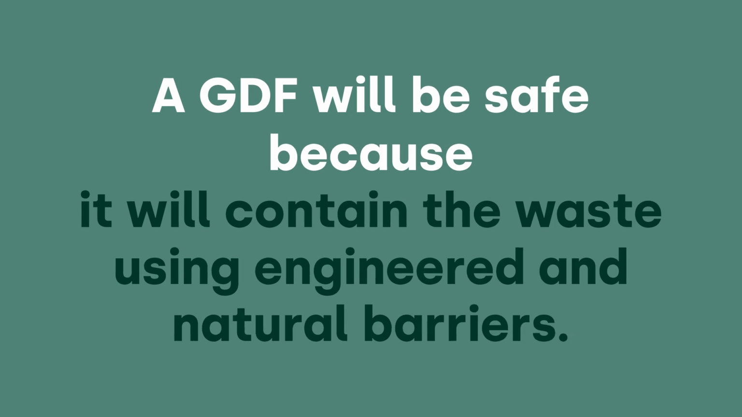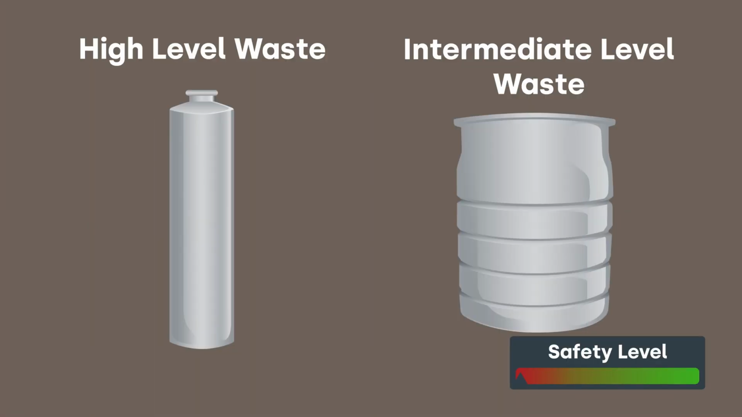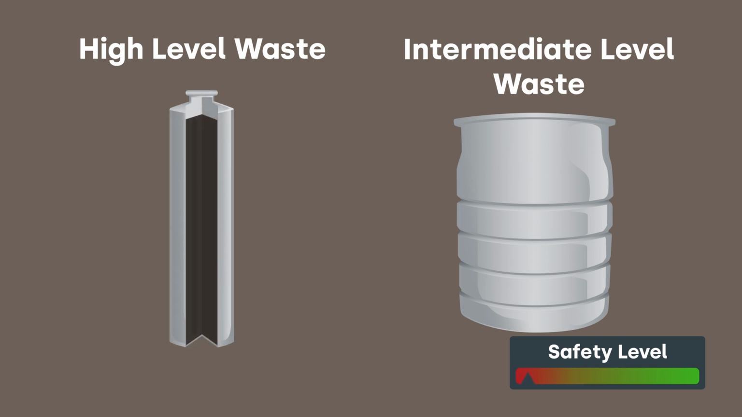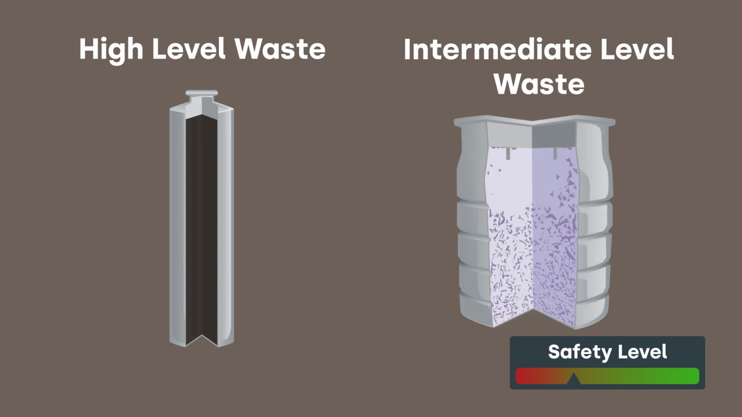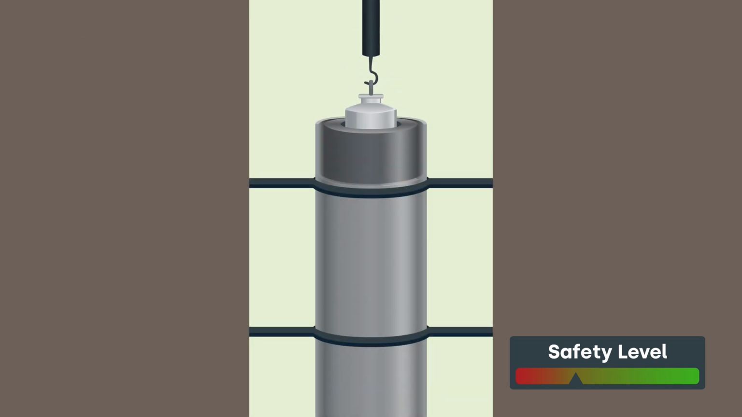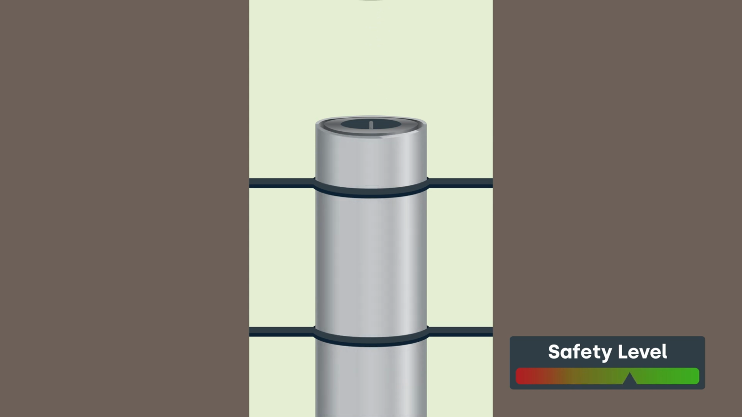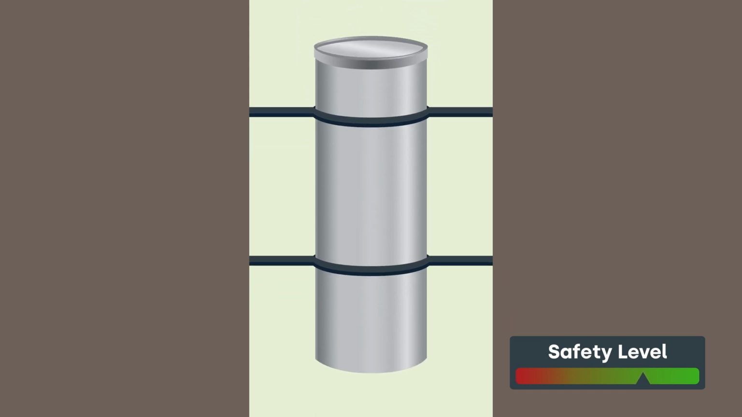A GDF will be safe because it will contain the waste using engineered and natural barriers. Only solid radioactive waste goes into a GDF, transformed into blocks of glass, mixed with cement or set in a resin matrix. This makes it safer to handle, transport and dispose of. The solid waste will then be packaged and sealed into robust containers made from a durable material, such as copper, steel or concrete, depending on the type of waste and geology, and designed to last while it decays.